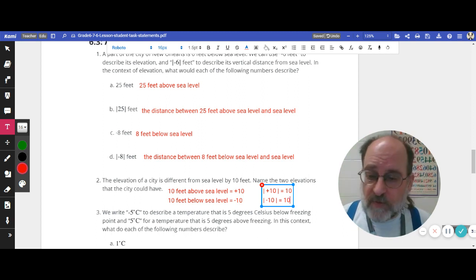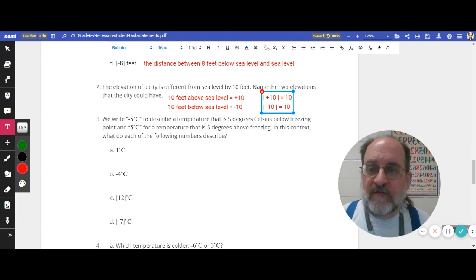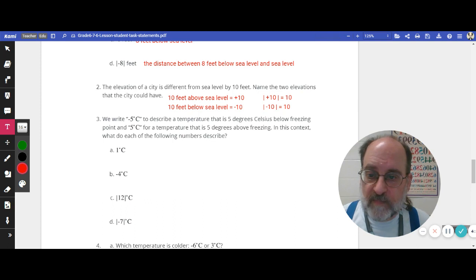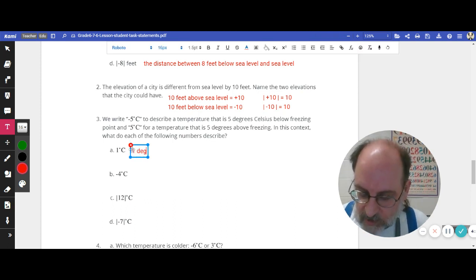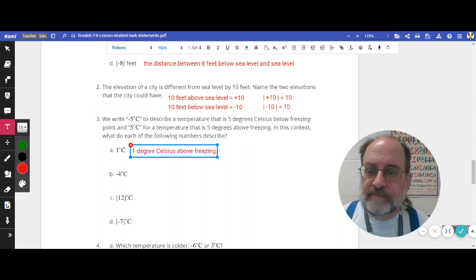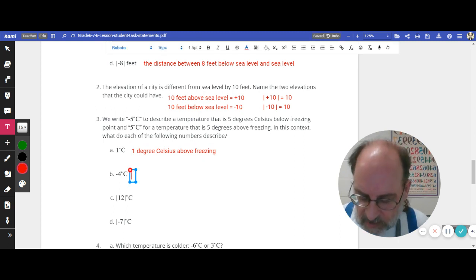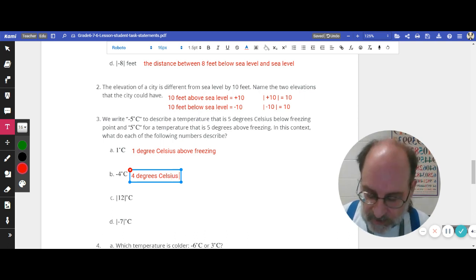Now, we can also do this with temperatures. We can write negative 5 degrees Celsius to describe a temperature that is 5 degrees below freezing. And of course, positive 5 degrees Celsius for a temperature that is 5 degrees above freezing. So let's do that down here, and then let's bring in absolute value. So this is 1 degree Celsius above freezing. T is 4 degrees Celsius below freezing.